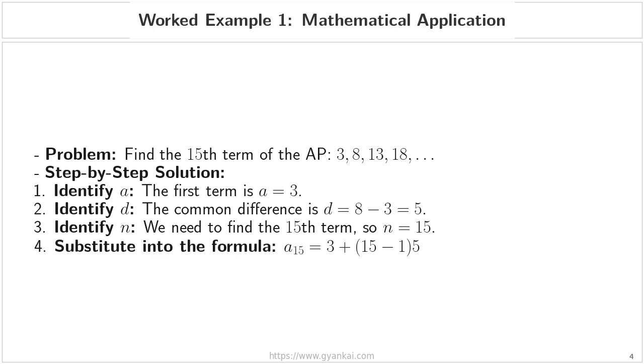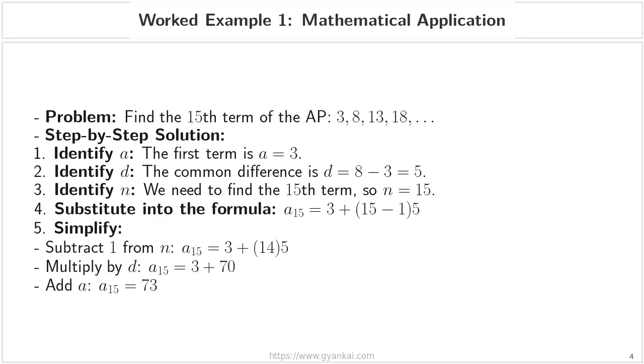Now we move to the fourth step, substitution. We take our formula, a sub n equals a plus the quantity n minus 1 times d, and plug in our values. This gives us a sub 15 equals 3 plus the quantity 15 minus 1 multiplied by 5.